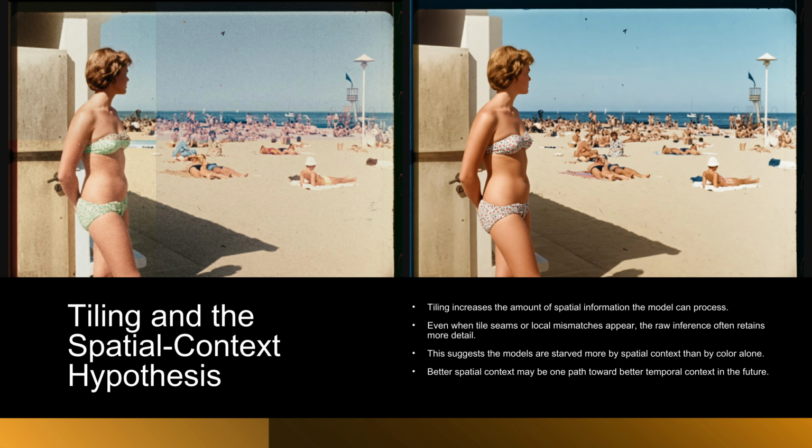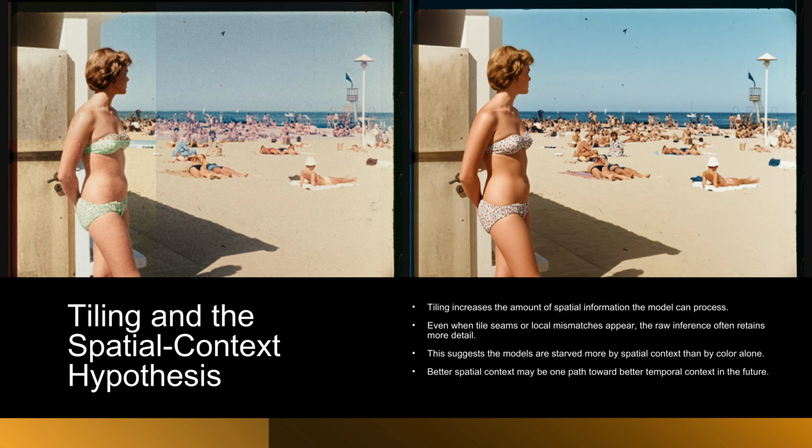This is one of the directions that interest me the most right now. In this comparison, the important thing is not that tiling is perfect, it is that the raw inference often holds more detail. The question was, what happens if the model has more spatial information? That is where tiling becomes interesting. Tiling is complicated for image-to-image work because it can create seams and local mismatches. But the results are still important.